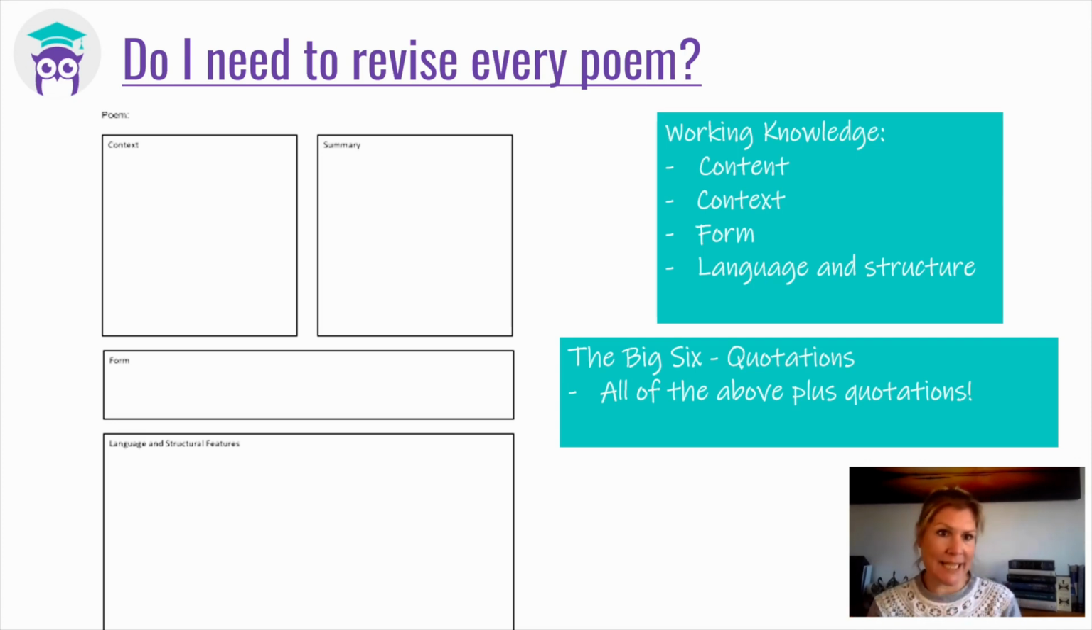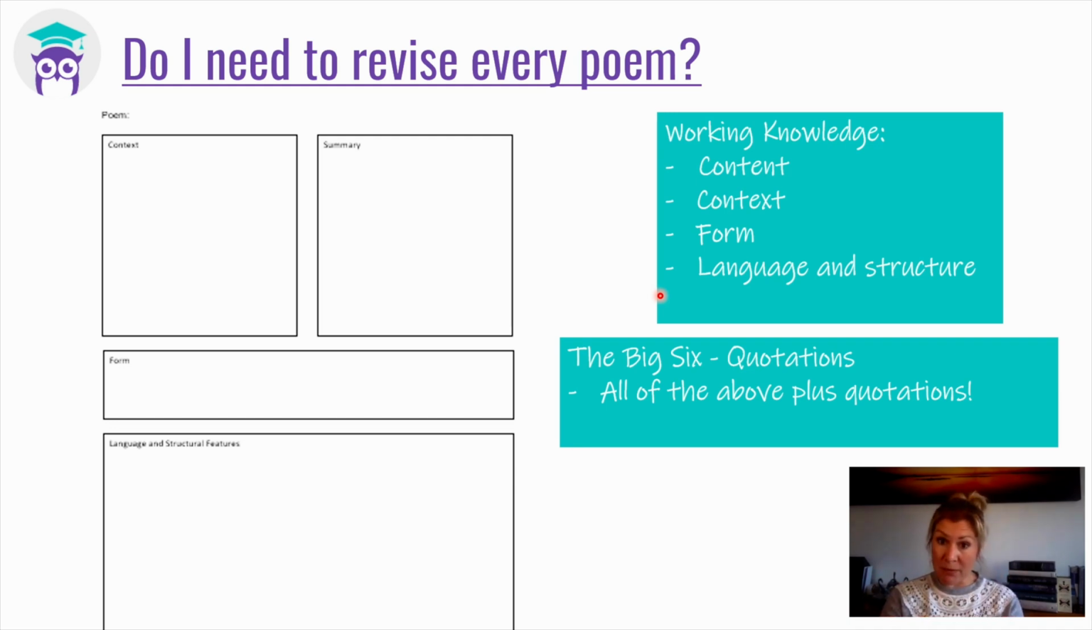Okay, so the first question I get is, do I need to revise every single poem? And well, yeah, you do really, because you've got to prepare for all eventualities. But in terms of whether or not you need to learn quotations for every single poem, that's a slightly different matter. So what I would say is this: you should have a working knowledge of every single poem in the anthology. And by that, I mean, you know the content, so you can tell me what the poem is about. You know the context, you can give me maybe 3 facts about the writer or the time that it was written. You know what the form of the poem is, and most importantly, why the writer chose that form, because that's where the marks are.